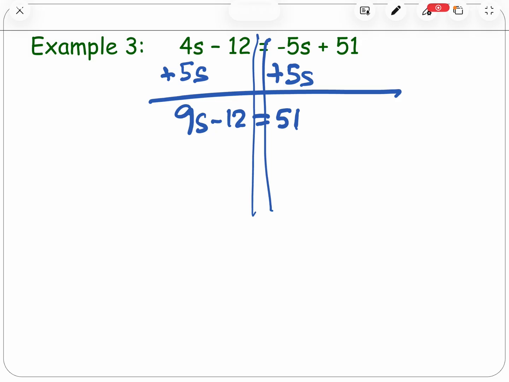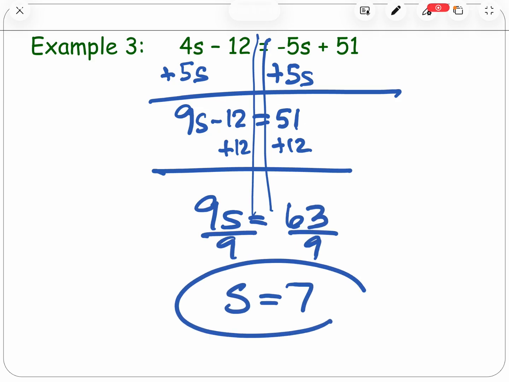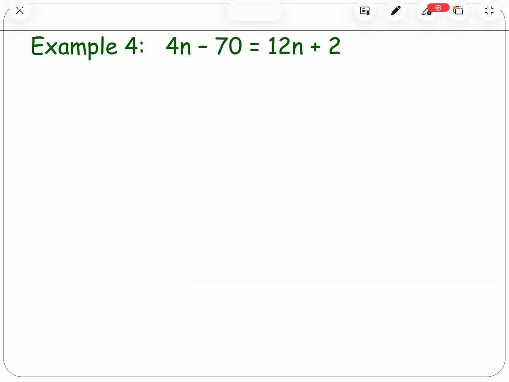Now, if you did the minus 4s, you'd still get the right answer. You just have a lot more negatives floating around. Adding 12 to both sides, yes. 9s equals 63, divided both sides by 9. S equals 7. Try 4. 4 tends to stress people out a little bit.